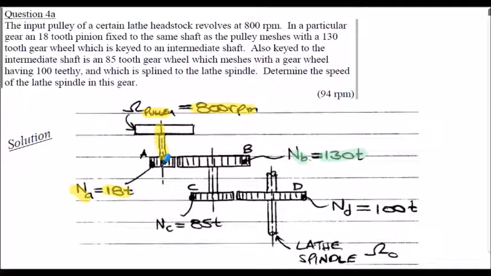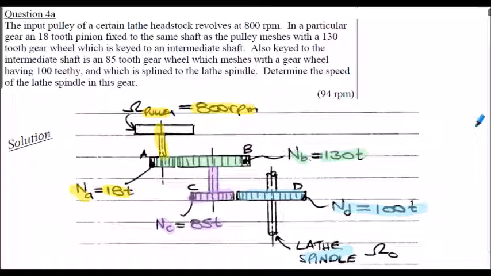So I've got a train here, and then on the same shaft as the 130-tooth gear wheel we've got this 85-tooth gear wheel. I've called that C here. So this shaft, another gear that meshes with the 100-tooth gear wheel there, and that drives the spindle. So that's a little gear train we're talking about here.